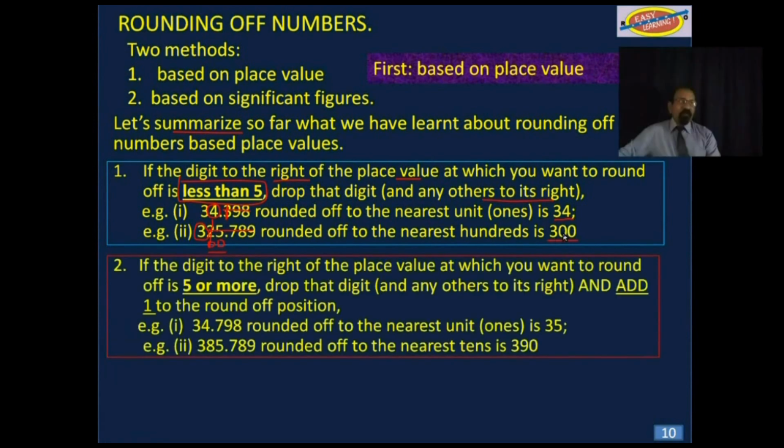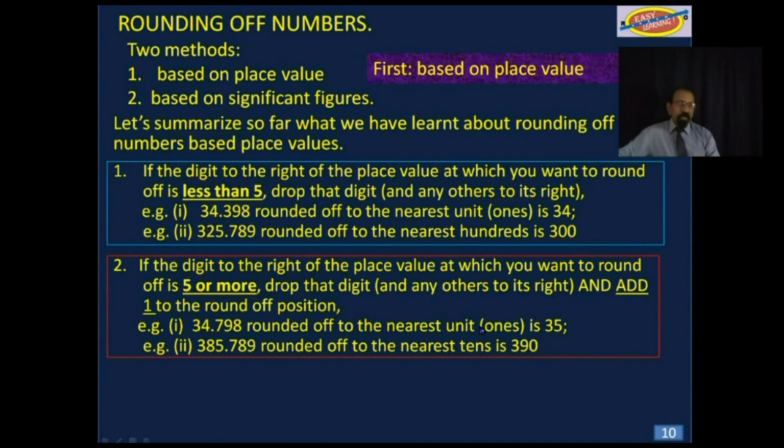So our answer is, now if the digit to the right of the place you are rounding off is 5 or more, you will drop that digit and any others and add 1 to that position. So if you have 34.798 and you want to round off to the nearest ones, which is here, you look at this digit and it is 7. So that is greater than 5. So you will drop everything here and increase that 4 by 1 and make it 5.